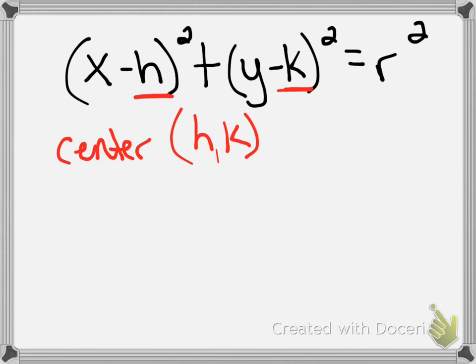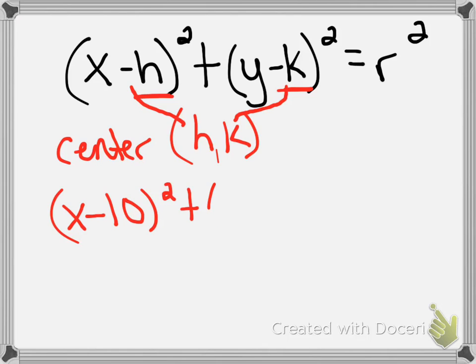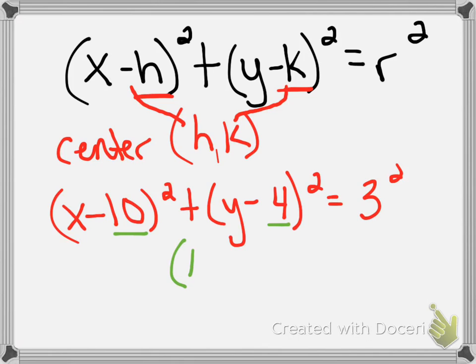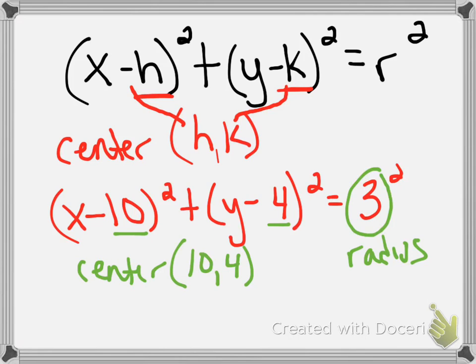If you notice, that's a minus h, this is a positive h, that's a minus k, that's a positive k. So if you have x minus 10 squared plus y minus 4 squared equals 3 squared, that means you have a circle with a center at (10, 4) and a radius of 3. So the radius is 3, and the center is (10, 4).